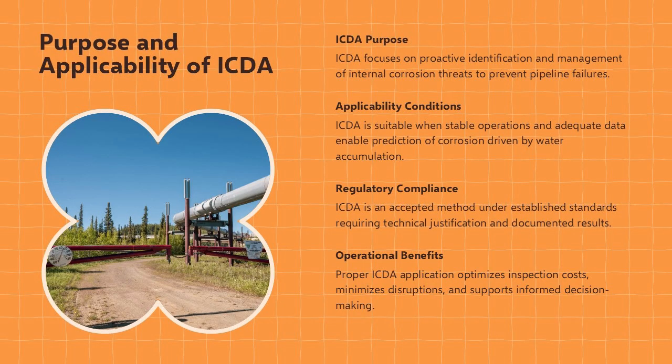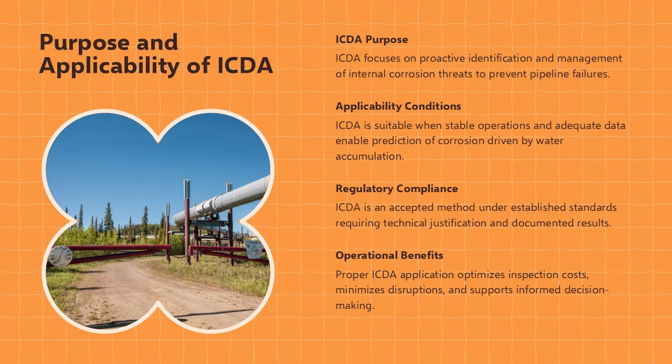The purpose of ICDA is to proactively identify and manage internal corrosion threats before they result in pipeline failures. Unlike reactive maintenance approaches, ICDA emphasizes prevention through prediction and validation. It is designed for liquid petroleum pipelines where internal corrosion is a credible threat and where operational or physical constraints limit the use of inline inspection tools such as smart pigs.